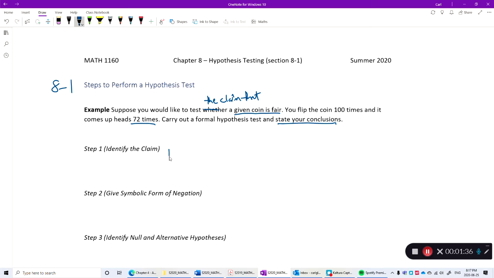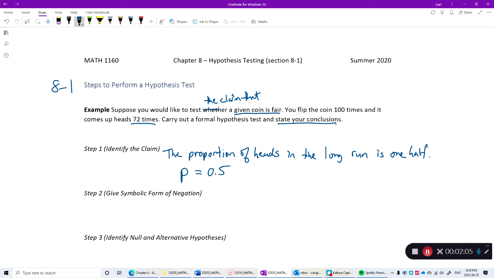So the claim is that the proportion of heads in the long run is a half, is 1/2. So that's in words. That's what being fair means. So in symbols, we're saying that the proportion p equals 1/2. The proportion of heads in the long run is 1/2.